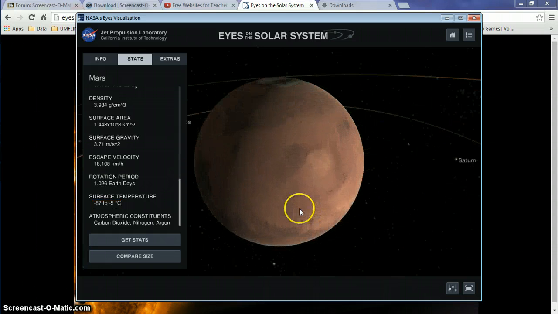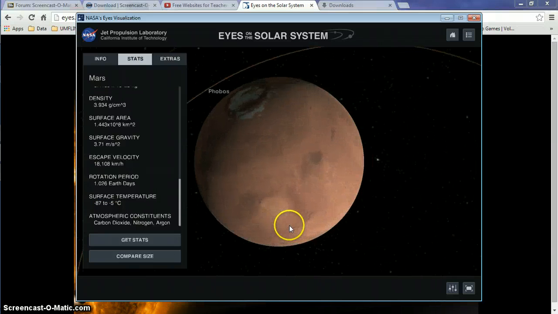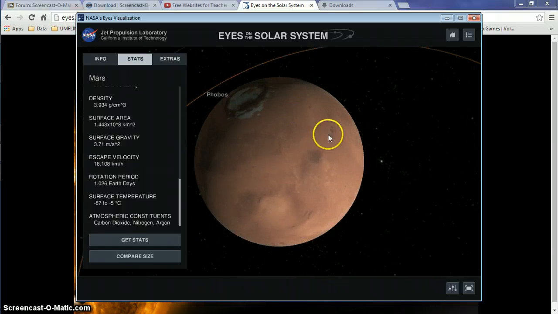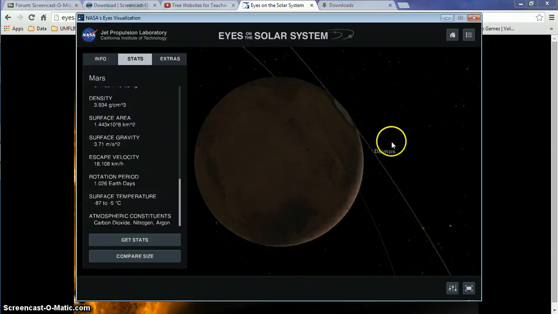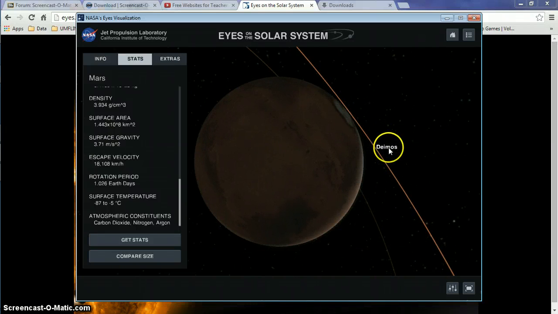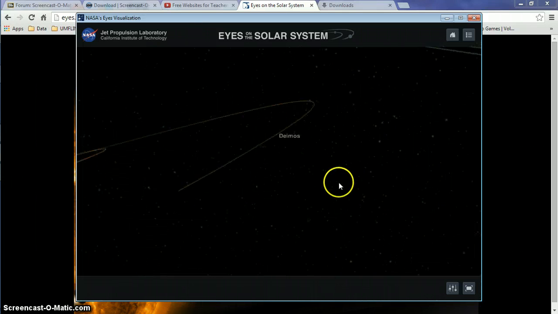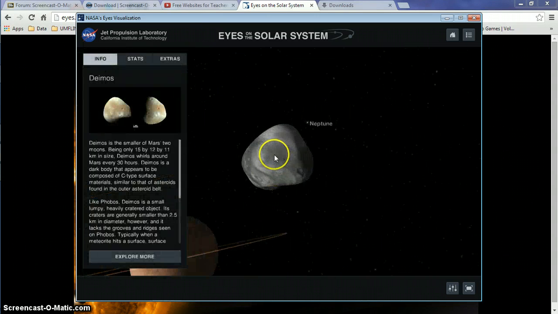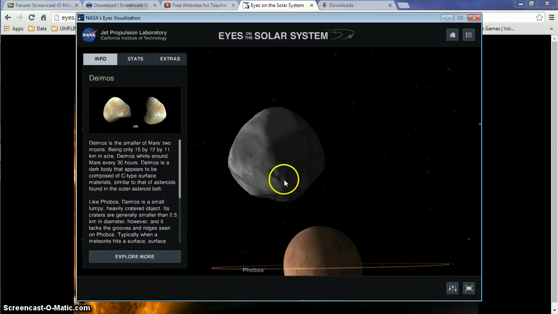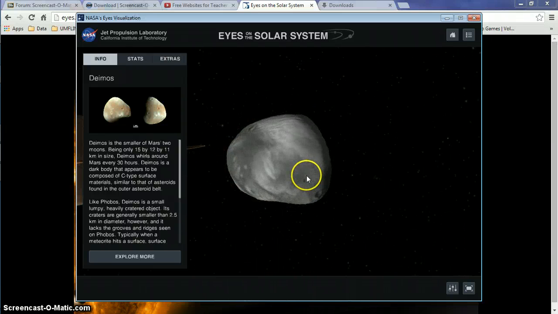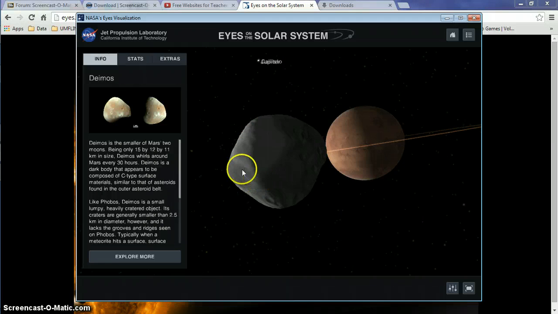Mars has 2 moons. As you can see, there's Phobos, and then over on this side we've got Deimos. These are actually trapped asteroids that are stuck in its gravitational pull. They are non-spherical, unlike our moon. It's just a little side information.